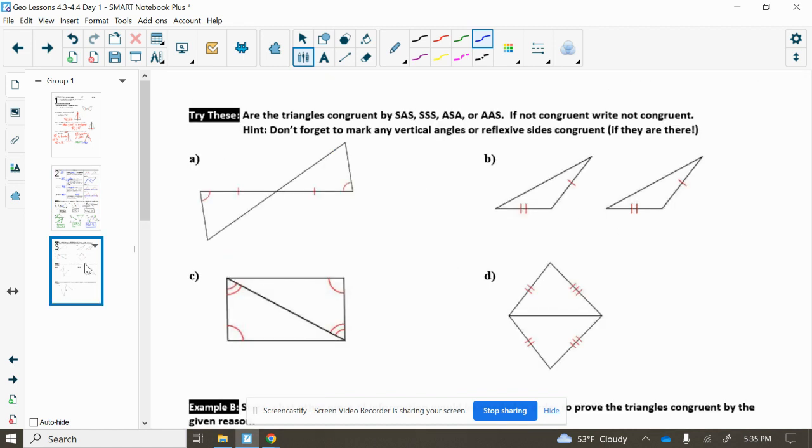On the next page, we have a couple examples for you to try. Always remember in some of these examples that you want to mark any of your vertical angles congruent first, if they're there, or reflexive sides as you work through A, B, C, and D.